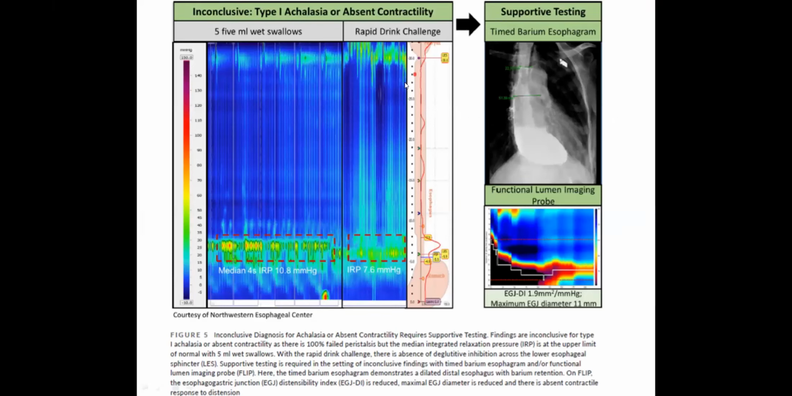Right, so this is an example of absent contractility. Again, hardly any peristalsis noted, and the IRP is not raised. If you do a timed barium esophagogram, you see a lot of retention in the barium column. And if you do an EndoFLIP, you can see there's very, very high pressurization in the LES, showing a very low distensibility index. So it's very stiff, the LES is not relaxing. So this is how you diagnose it.